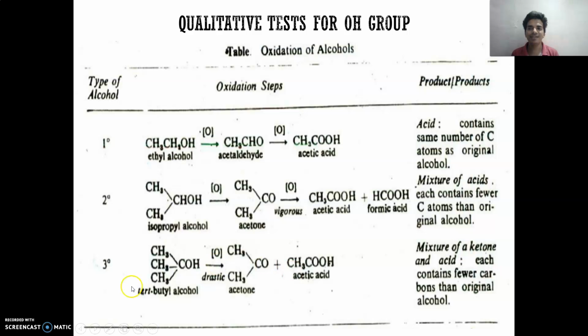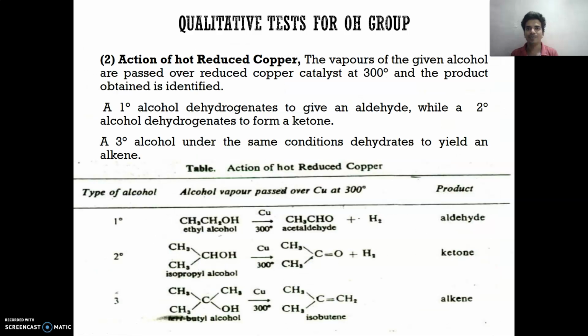So these are the reactions. In the case of primary alcohol, if it is ethyl alcohol, it will give acetaldehyde and acetic acid by oxidation, and that gives the same number of carbon atoms as the original. So this particular indication of the products formed gives an idea about whether the alcohol is primary, secondary or tertiary. Then, action of hot reduced copper.